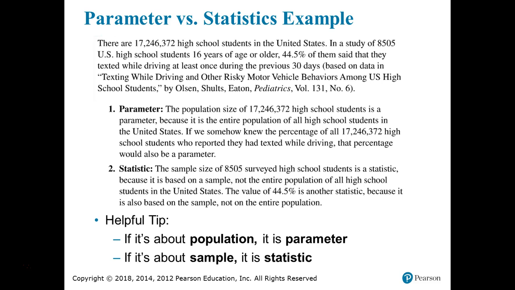But we know that it's pretty unrealistic to survey every single high school student, so we aren't going to be able to find our parameters directly. Instead, let's look over to a statistic. The sample size of 8,505 is a statistic because it is based on a sample, not the entire population. The value of 44.5 is another statistic because it is based on the sample. That 44.5 number is based on the sample size, not the population. We're making conclusions about the population based on the information we gather from the sample.